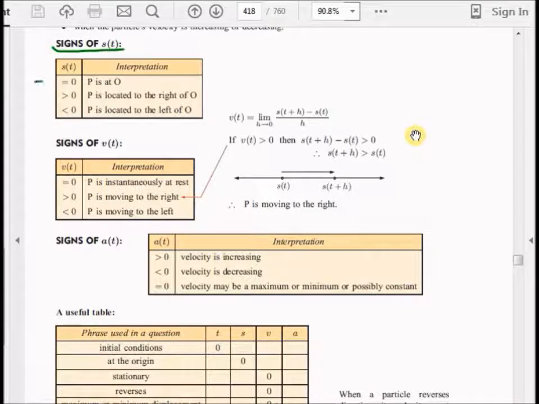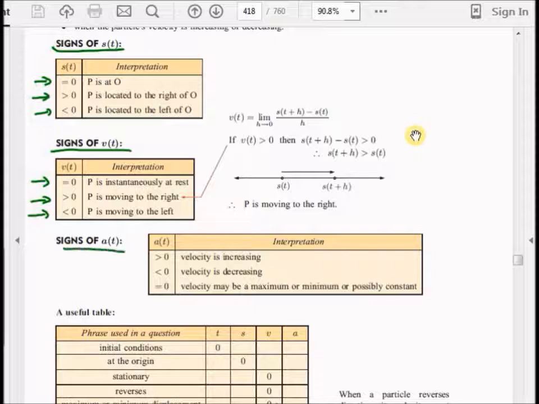If S of t equals 0, then P is at the origin. If it's greater than 0, P is located to the right of the origin. If it's less than 0, P is located to the left of the origin. We've already been through this. Signs of velocity, v of t. If v of t is 0, then that object is instantaneously at rest. So this may mean it's changing direction, or it may mean it's stopped. If v of t is greater than 0, P is moving to the right. If v of t is less than 0, or negative, then the object is moving to the left.